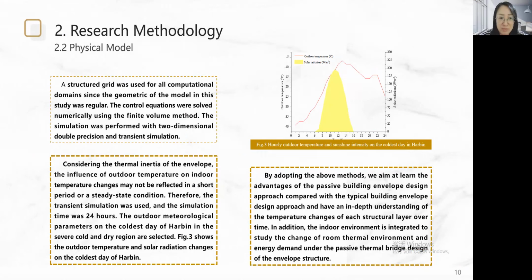The influence of outdoor temperature on indoor temperature changes may not be reflected in a short period or a steady state condition. Therefore, the transient simulation was used and the simulation time was 24 hours. The outdoor meteorological parameters on the coldest day of Harbin in the severe cold and dry region are selected. Figure 3 shows the outdoor temperature and the solar radiation changes on the coldest day of Harbin.